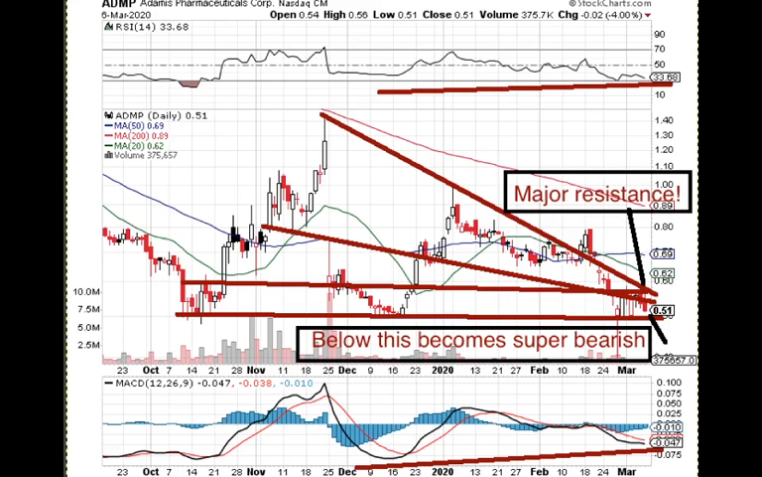It's important to note here that it made a triple bottom and that it's possible at these levels it could reverse. However, note that there is also a major resistance. If it breaks below 0.50, then I would recommend anyone who's bullish on this stock to exit because there is no telling how much lower this stock could go. Now let's move on to the last stock.